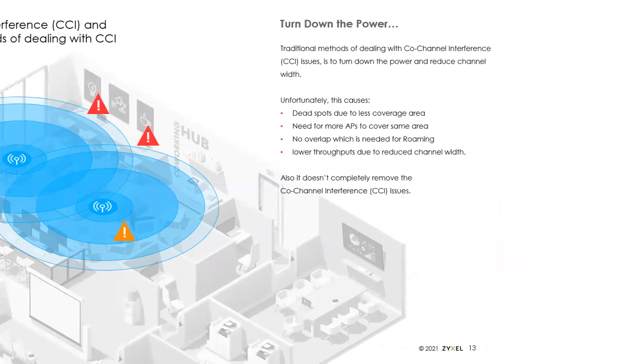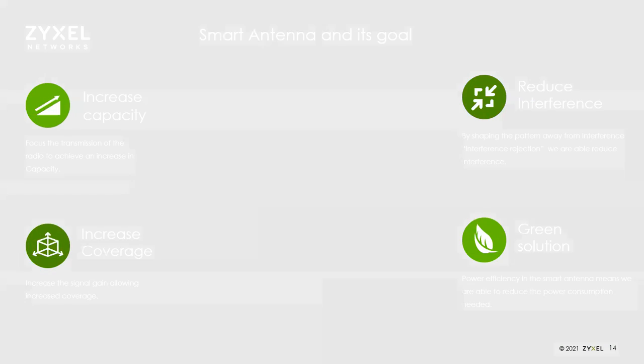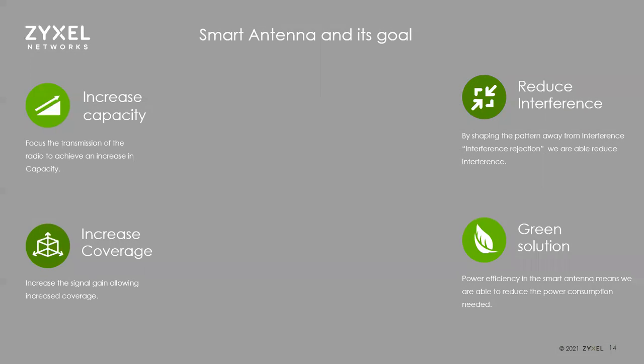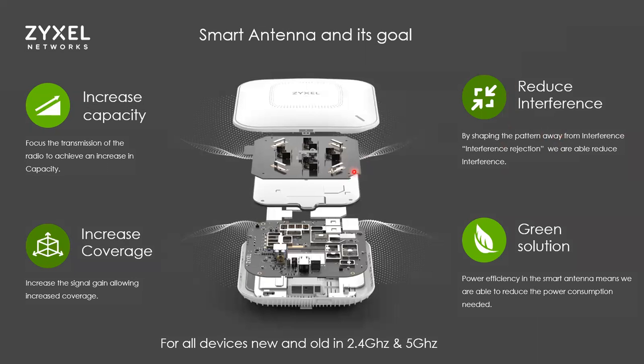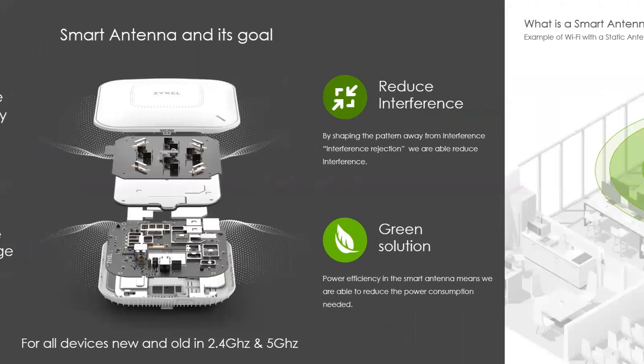So one of the cool things about our smart antenna implementation is we've specifically designed it to reduce this co-channel interference. In addition to that, it helps boost coverage area by being able to focus the signal at where client devices are, and it allows you to have more devices on one AP, and more APs in the same general area, before you start running into interference issues.